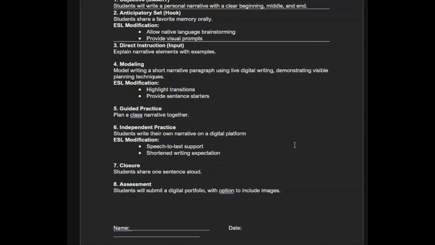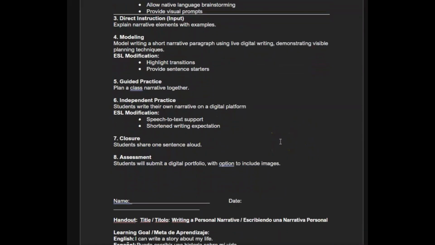For ESL, we're going to allow them maybe to brainstorm in their native language and maybe provide visual prompts for them to tell their stories. We're going to explain the narrative elements with examples. And then we're going to start with writing a short narrative paragraph using a digital writing tool or demonstrated visual planning techniques. For ESL, they're going to be highlighting transitions and we'll provide sentence starters.